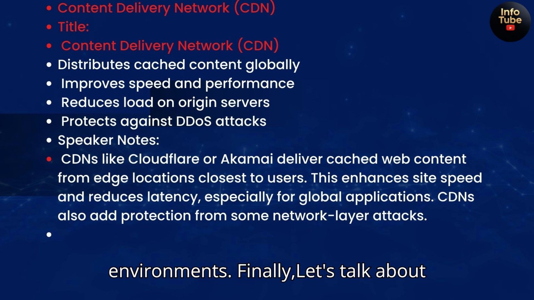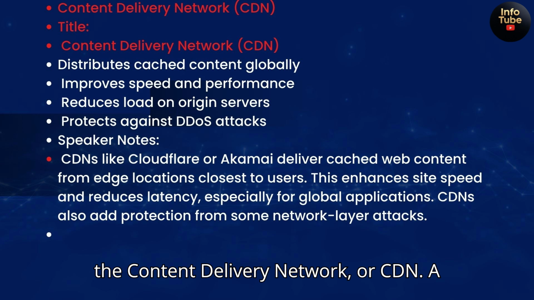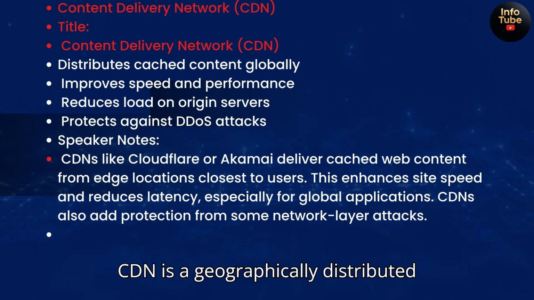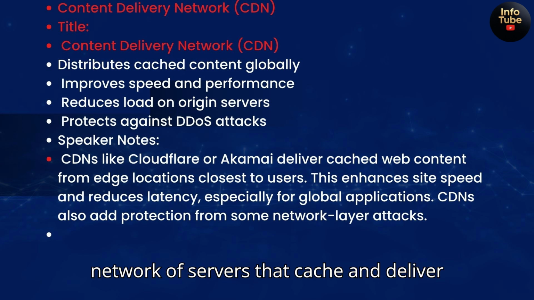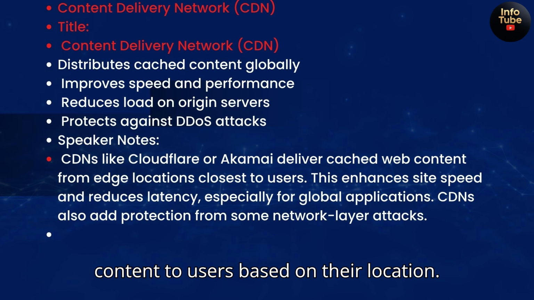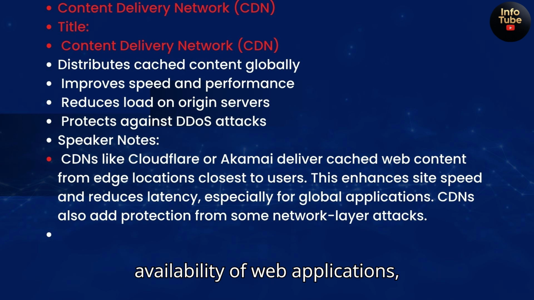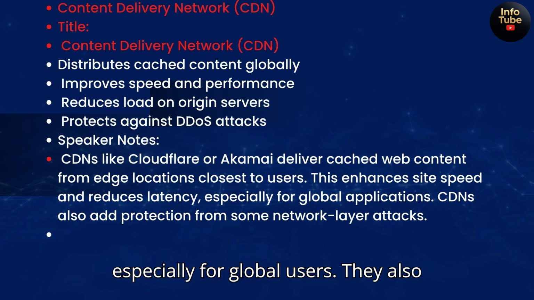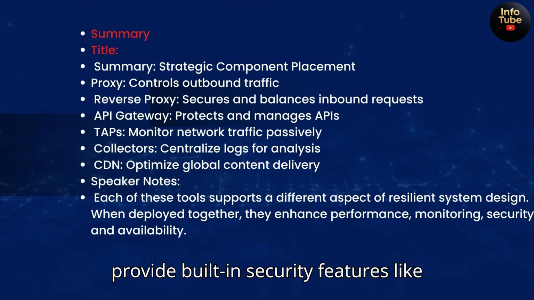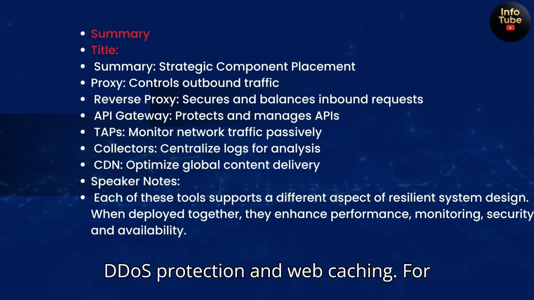Finally, let's talk about the Content Delivery Network, or CDN. A CDN is a geographically distributed network of servers that cache and deliver content to users based on their location. CDNs are used to improve performance and availability of web applications, especially for global users. They also provide built-in security features like DDoS protection and web caching.